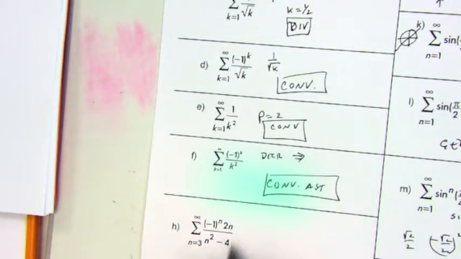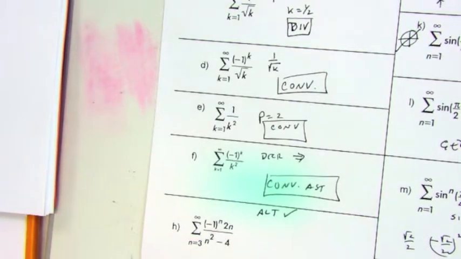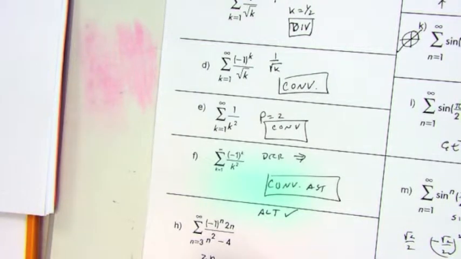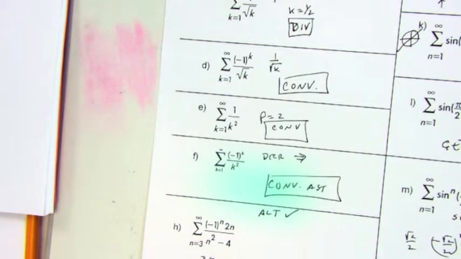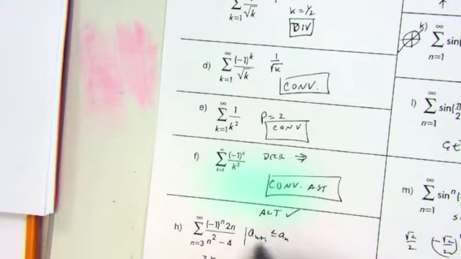Okay, so this is alternating. We're going to use AST real quickly on this one. If you look at each term, we're looking at 2n over n squared minus 4. As n increases, the bottom is going to grow faster. So initially it may not be true, but a sub n plus 1 is less than or equal to a sub n at some point, which is really what matters.